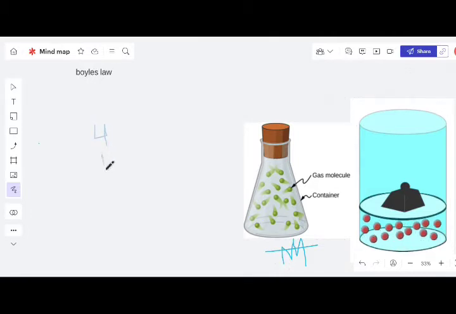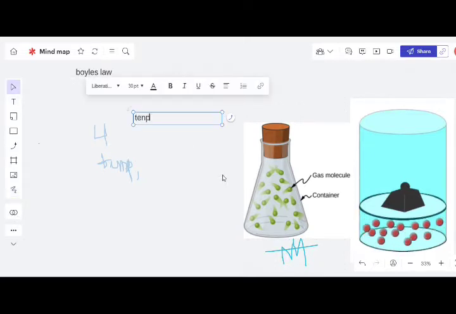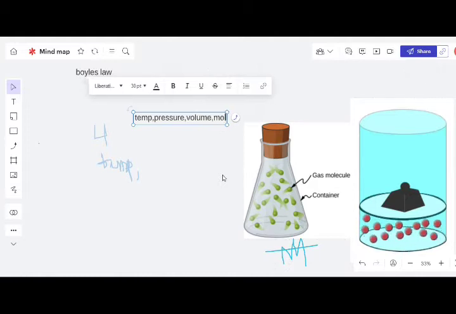That is temperature, pressure, volume, and mole. So these are the four parameters that we consider in gases: pressure, temperature, volume, and number of moles.